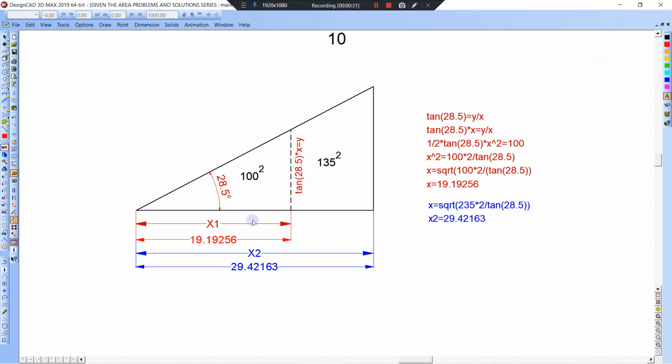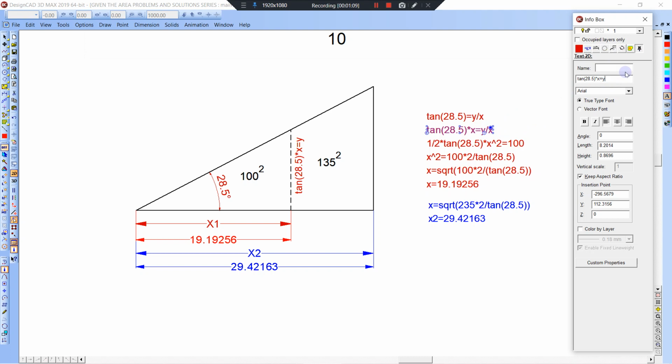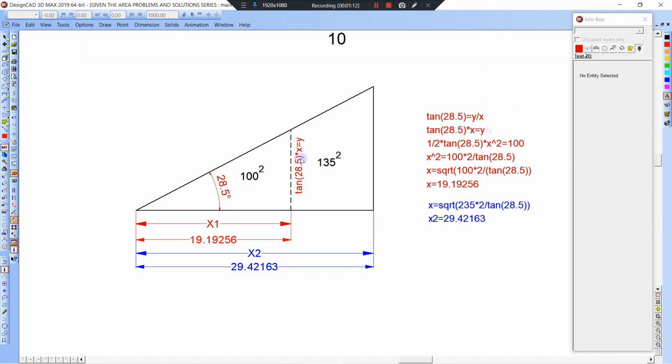First triangle, the unknown is x1, and we're going to do the same substitution we did before. It's exactly what we did before. So the area is 100. So tangent of 28.5 is equal to y over x, and that's what we got there. So we're going to solve for x. We want to substitute that. If we solve for y, we get tangent of 28.5 times x is equal to y. So now that's true, and we're going to take that and use y.